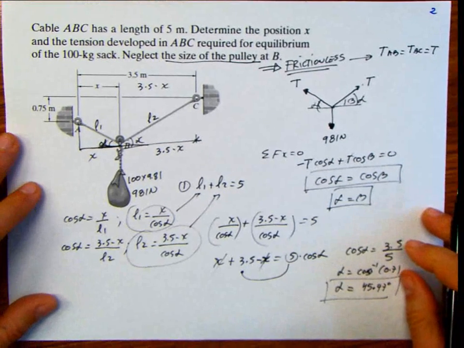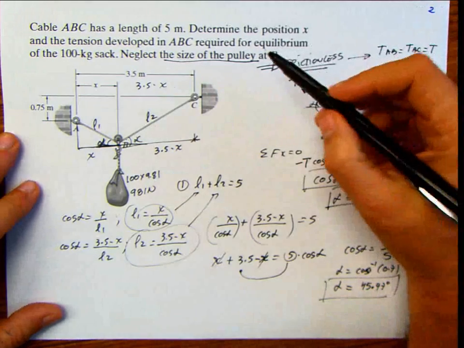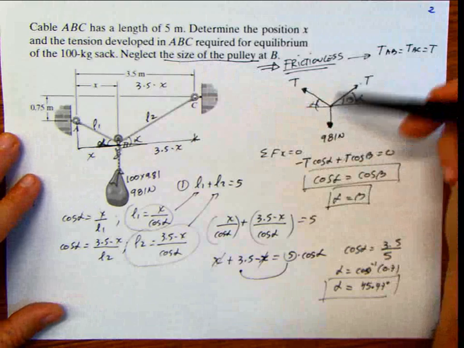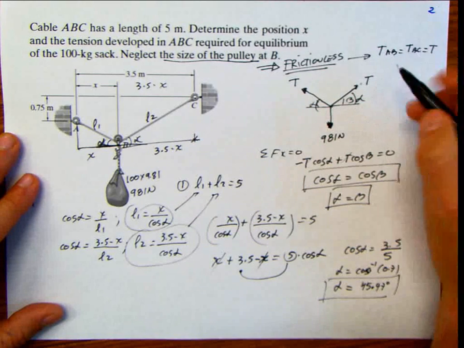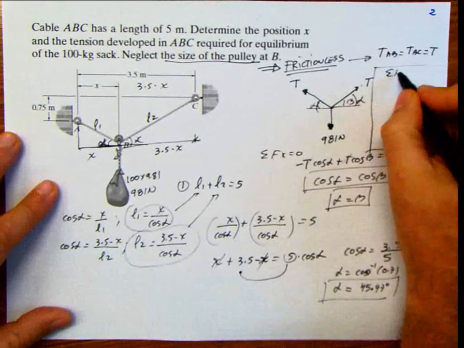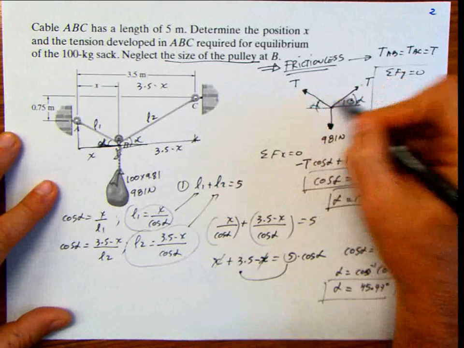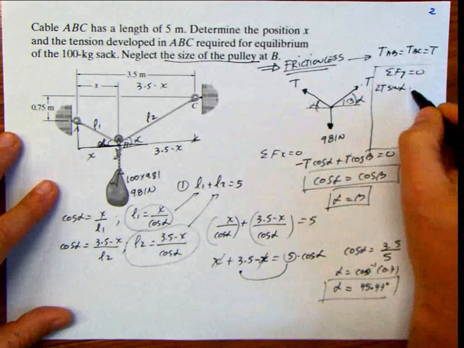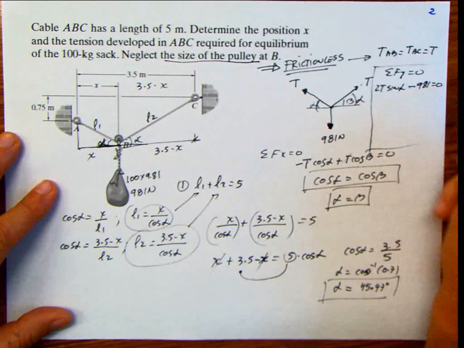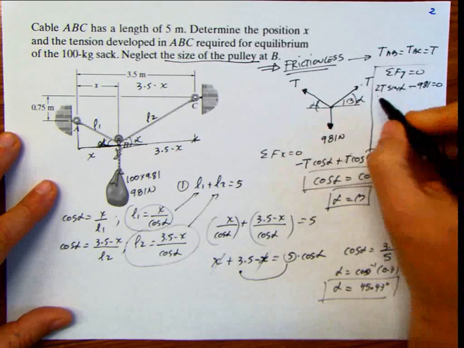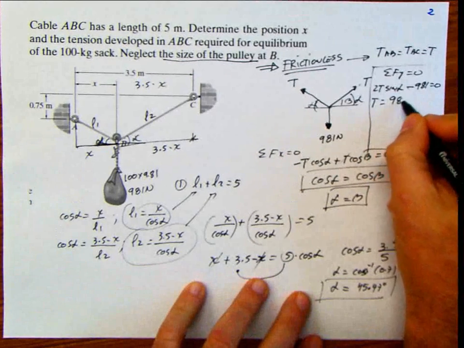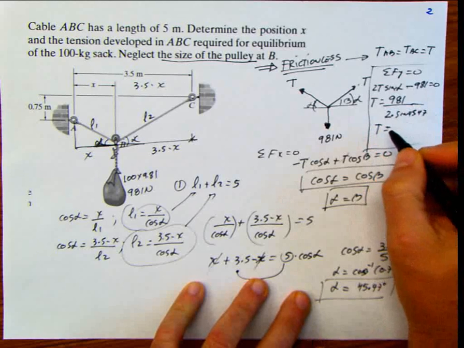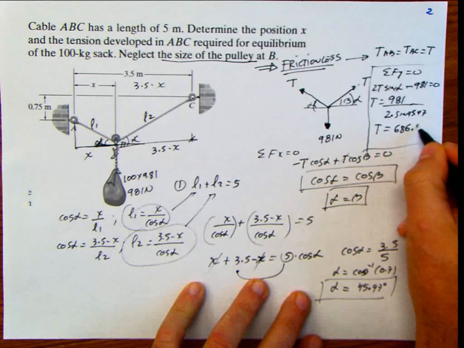Once you have that, my friends, basically the problem is solved. Because if I want to calculate the tension here, I could just do summation of forces in y equals 0 in this part. I can come here and say summation of forces in y equals 0, and then I have t sine alpha plus t sine alpha, which is 2t sine alpha, minus 981 equals 0. Alpha is 45.47, so t is going to be equal to 981 divided by 2 times sine 45.47, and t is going to be equal to 686.87 Newton.